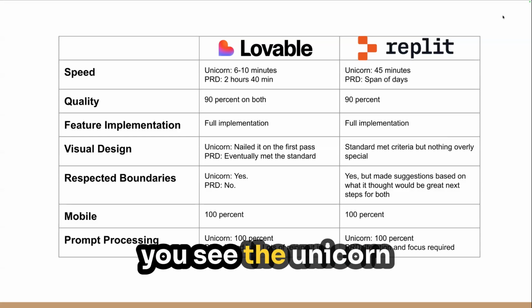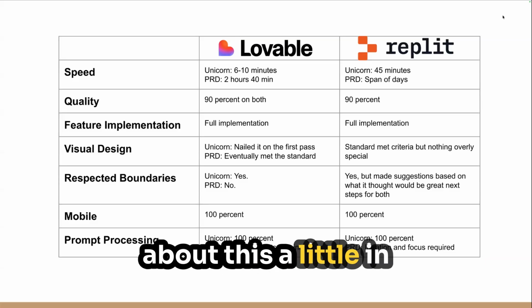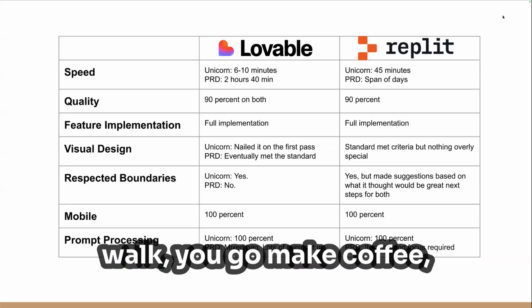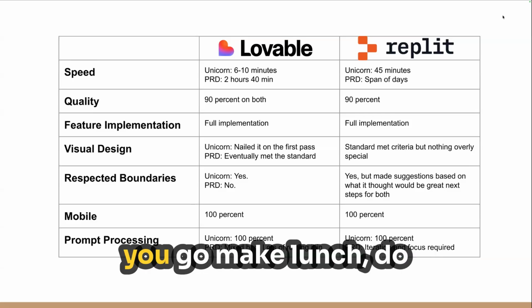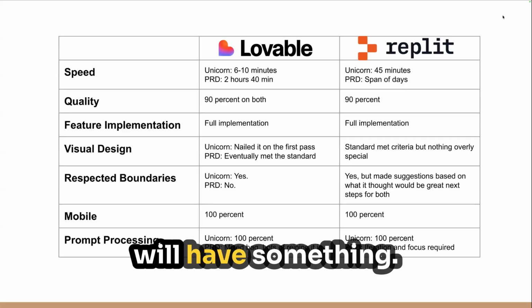And so that's why you see the unicorn was 45 minutes. And I'll talk about this a little in lessons learned, but this is where you go take a break, you go do laundry, you go take a walk, you go make coffee, you go make lunch, do something, and come back, and then you will have something.